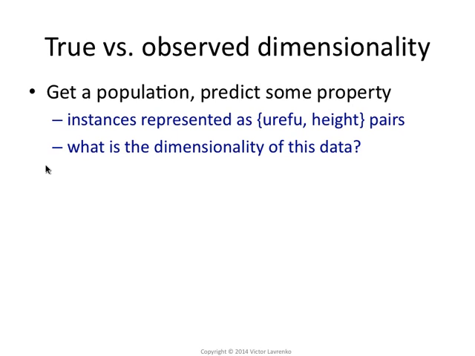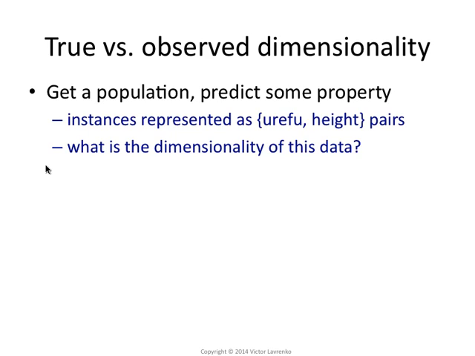Suppose I have a data set, and that data set is a population of some sort of individuals, and I want to predict something based on that data set. Now let's say the instances in the data set are represented as pairs, so two attributes, each attribute is real valued, it's a real number.